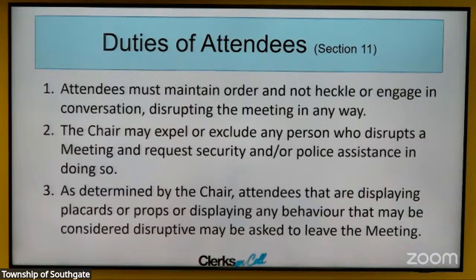Those duties are outlined in Section 7 of the draft bylaw and include maintaining order and not heckling or engaging in side conversations or disrupting the meeting in any way. And in the event of such disruptive behavior, the chair has the authority to be able to ask that person to leave if they are disrupting. Attendees are also not to display any placards or props or display any behavior that may interfere with the meeting, or they too may be asked to leave.